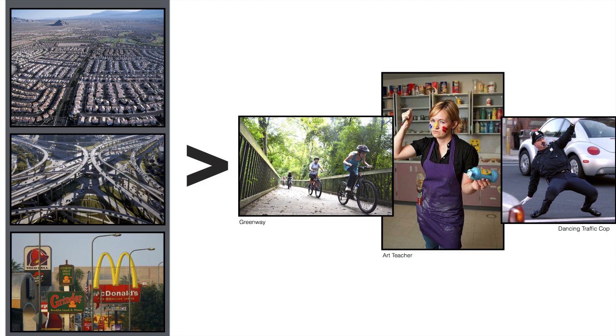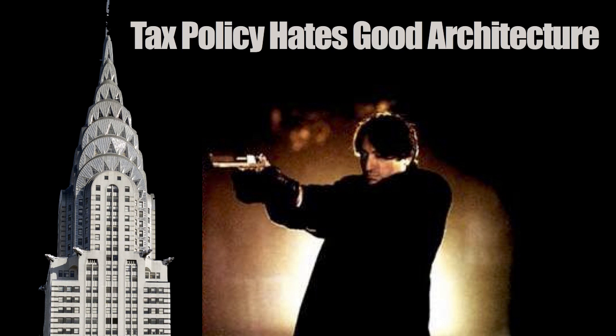We can see the world and we can see the damage that's happening. We just have to articulate that to folks. It's the tax policies that are making our communities broke. When you don't have the money for the greenway, the art teacher, or the dancing traffic cop, y'all have dancing traffic cops? Now, that money is tied up somewhere. And I just wanted to show you that tax policy essentially hates architecture. Put very simply, here's my point. The cheaper, crappier the building you make, the lower the taxes you pay.